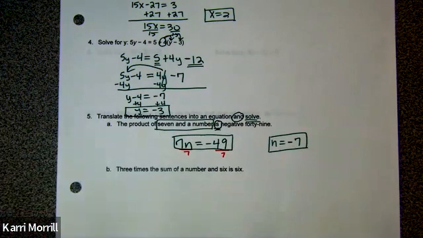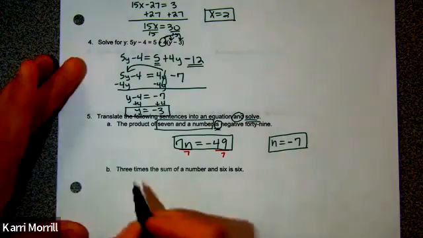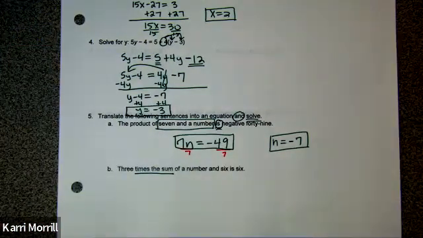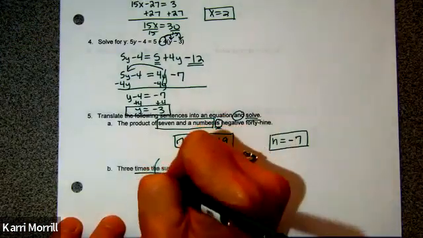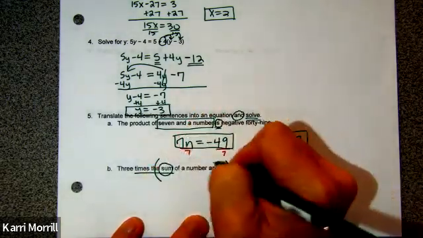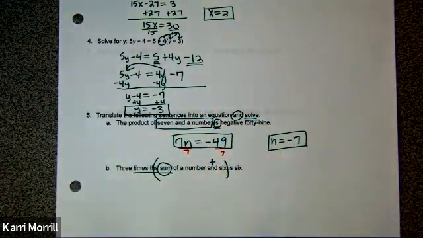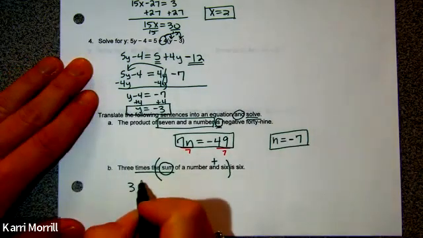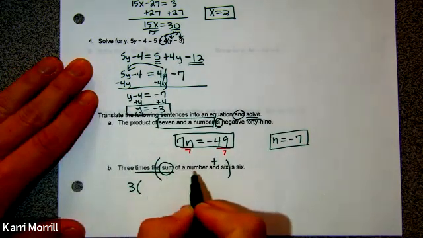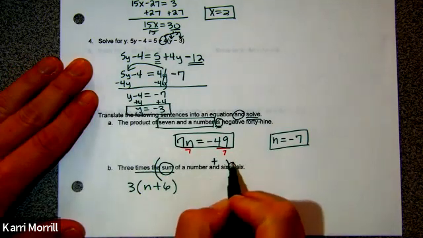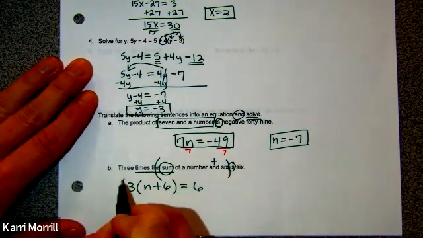B says 3 times the sum of a number and 6 is 6. So if it says 3 times and sum, if you have these two words that close together, just separated by the word the, that's where you're going to have a parentheses, for sure. And sum is going to be put where the word and is. So 3 times the sum of a number, so like n plus 6 or x plus 6, equals 6.